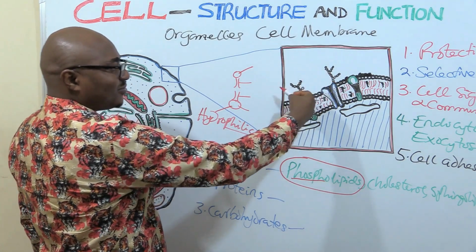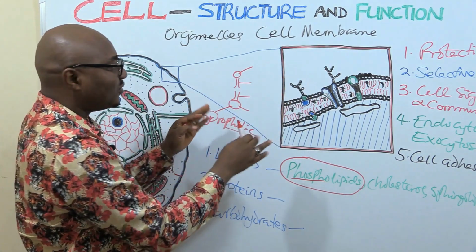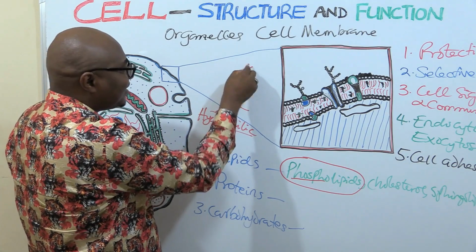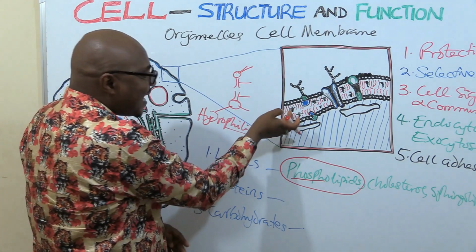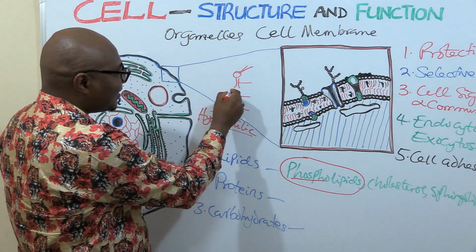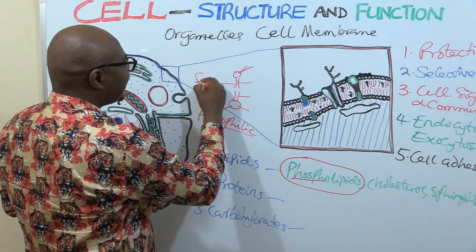Outside of the cell membrane too, you also have a lot of water, which is the interstitial fluid. So this other head is also facing the outside that is water. Then the tail, which is the lipid, is made mainly of fatty acids.